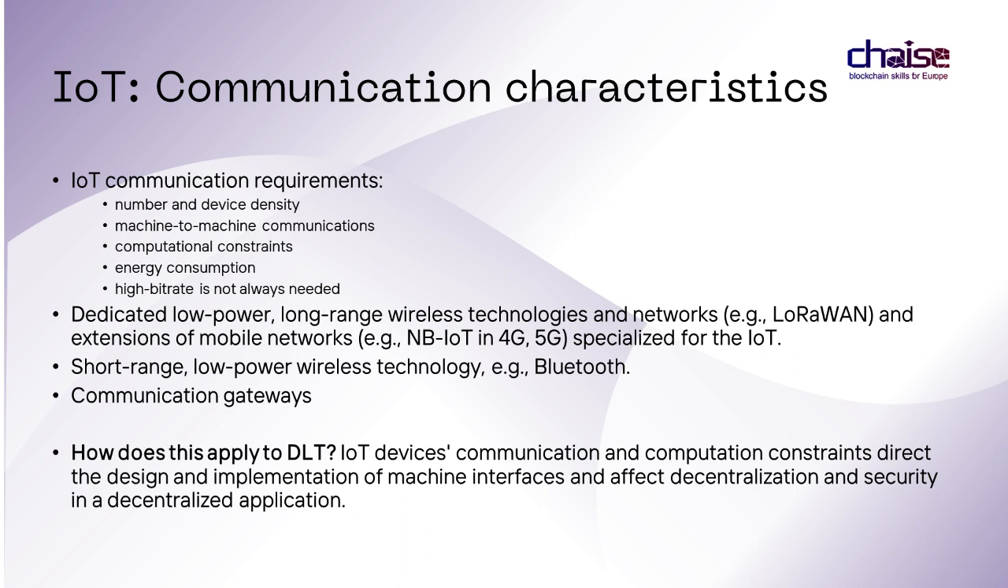Some IoT device communication characteristics affect network operators and other IoT application developers. How does this apply to DLT? IoT devices' communication and computation constraints direct the design and implementation of machine interfaces in a decentralized application. The device might not be capable of performing all the required blockchain functions. Often, compromises are needed due to device constraints that may affect decentralization and security and, thus, trust in the decentralized application.